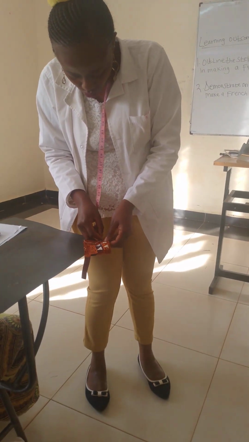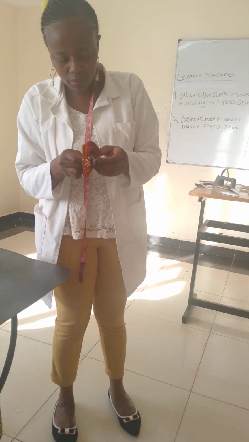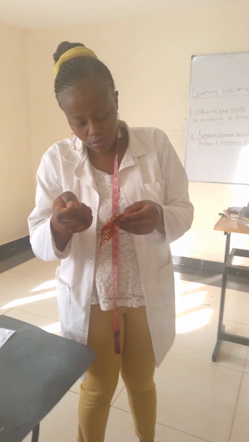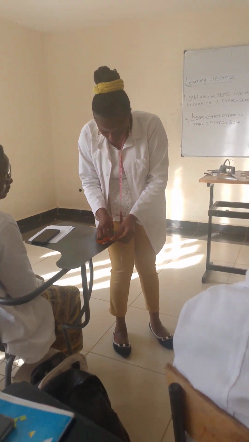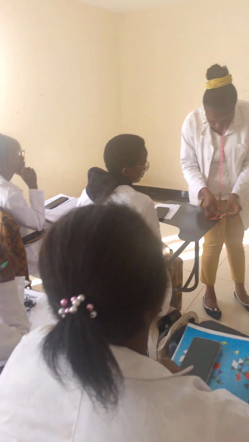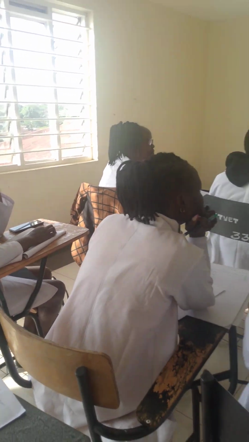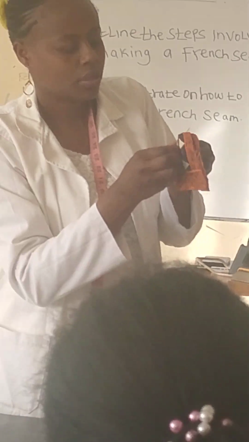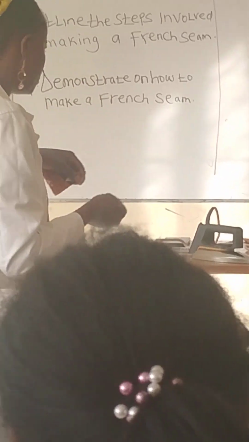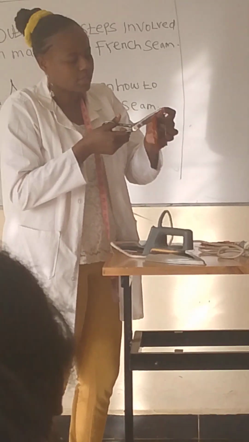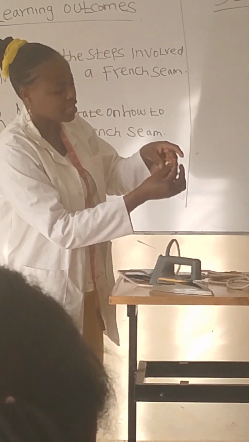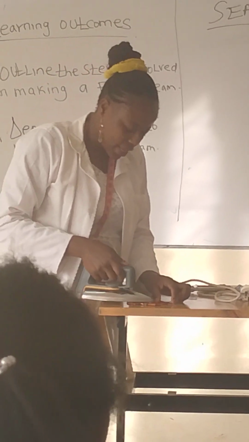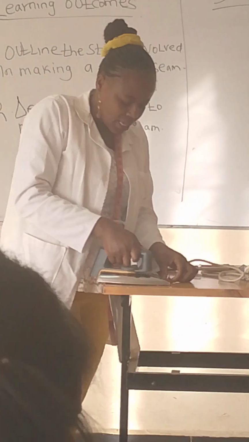So after I tie my knot, I stitch. Can you see what I'm doing? Yes, ma'am. So I am now through, I reinforce, and I cut. So this is the wrong side. After that, I am supposed to press, I press, the final press.